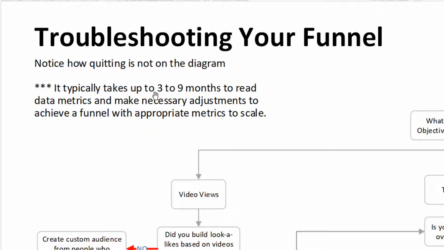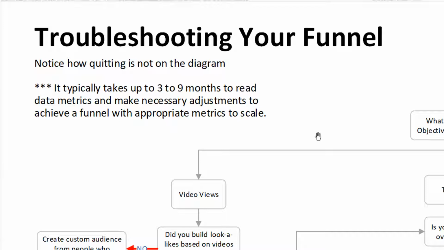It typically takes up to 3 to 9 months to read the data metrics and make necessary adjustments to achieve a funnel with appropriate metrics to scale. That's what we're attempting to do. That's what the optimization phase is for, to correct whatever mistakes, tweak whatever needs to be tweaked so that we can get the right data metrics. And once you get the right data metrics, once you achieve the proper conversion rates, now you can scale.